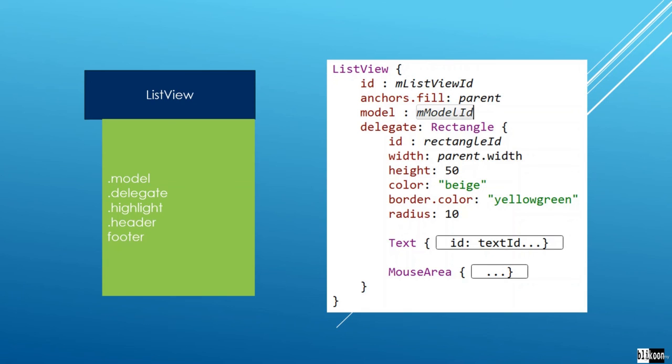This should be all to whet your appetite to work with models and views in Qt Quick. In the next lecture, we're going to start looking at list view and list model in detail. I'll see you there.